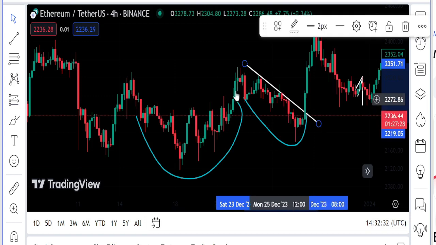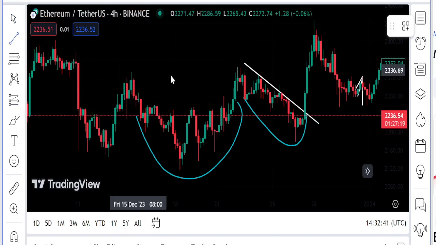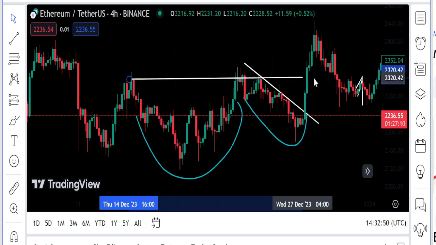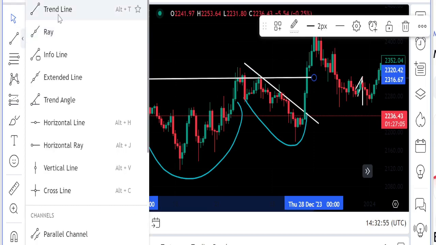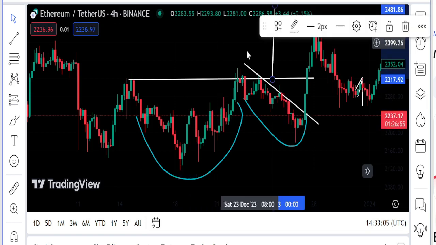So our target price on this pattern will be the distance from this neckline. Here is our neckline. It will be the distance of this resistance line, in this case, this distance from here to here. So it will give us a price target of about this distance.